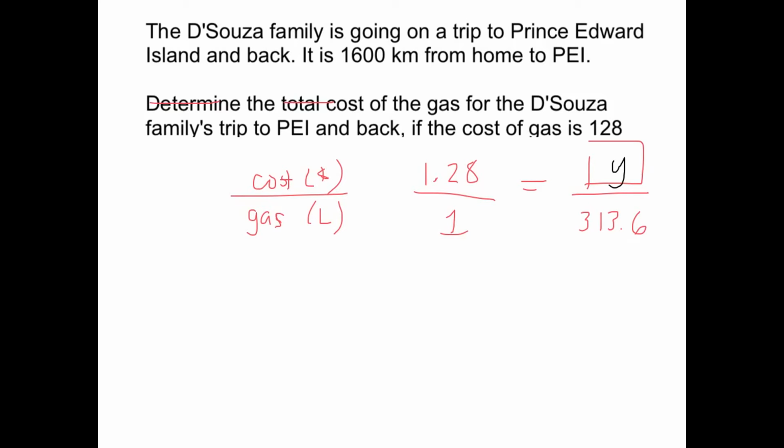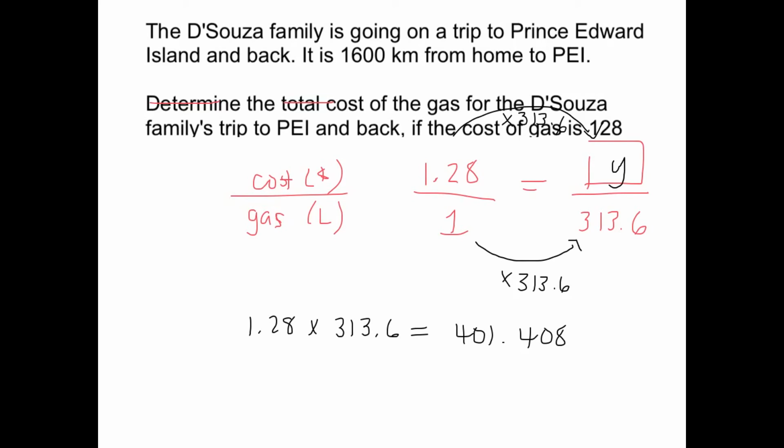Let's think about how these two ratios are related. Proportional statements are related by multiplication or division. So to get from 1 to 313.6, do you think we multiplied or divided? Well, since the number is larger, we must have multiplied. 1 times 313.6 gives us 313.6. If I multiplied the denominator by 313.6, what do you think I need to do to the numerator in order to keep this situation proportional? That's right, we need to also multiply this by 313.6. So let's calculate that. 1.28 times 313.6 is equal to 401.408.